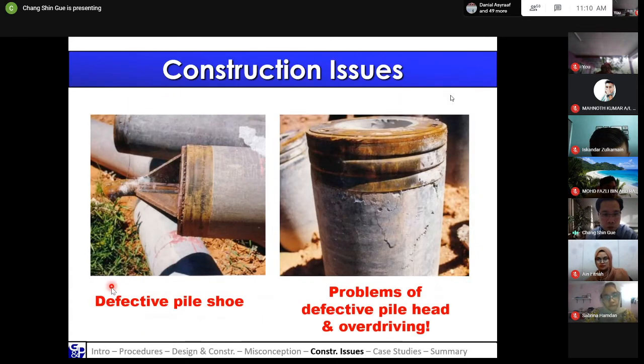Other issues, and you will see on the left here, it's the defective pile shoes. So this you should not use. And again, this picture shows the problems of overdriving of the piles. You may get cracks at this. So again, it's important to make sure that at the site, what kind of driving stress you are imposing on your piles. This has to be calculated and verified at the site.